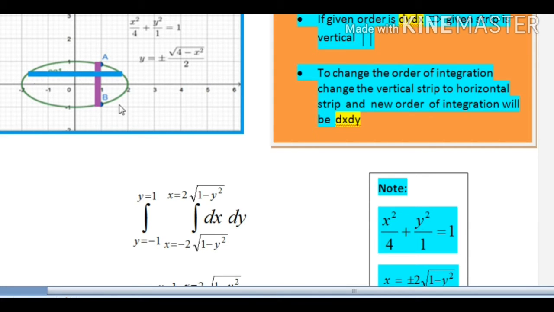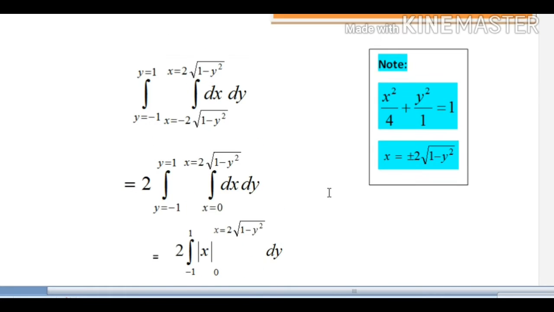So you observe, when your order was dy dx, your strip was vertical, and now when your order is dx dy, your strip is horizontal. Now you just have to solve this double integral. So here your limits are from x equal to negative limit to x equal to positive limit. You know one formula, integration of minus a to a f(x) dx is 2 times 0 to a f(x) dx, if f(x) is an even function.